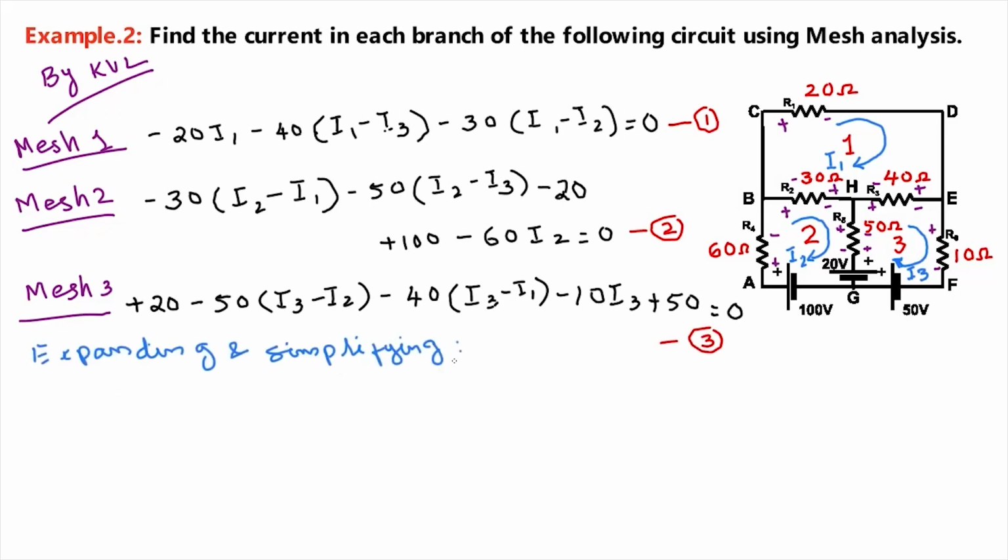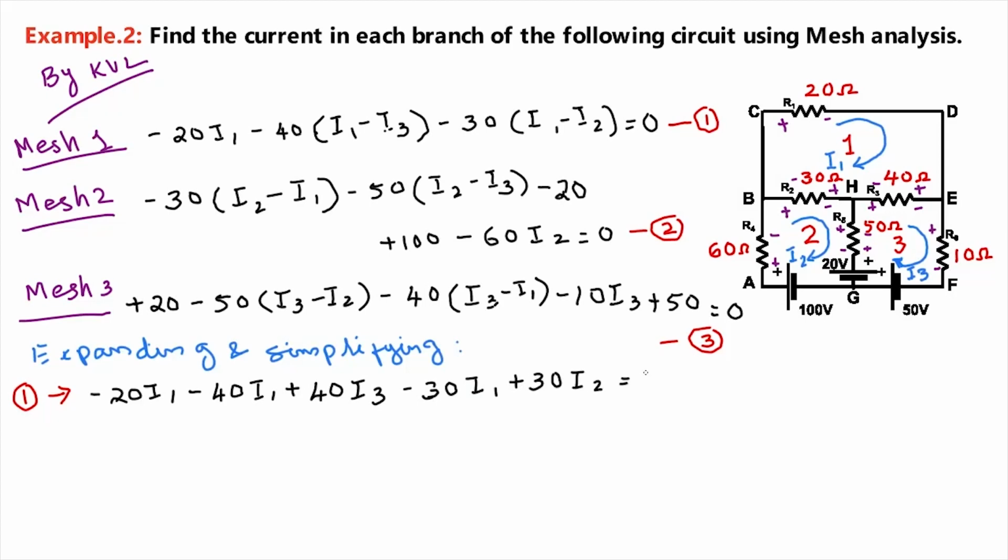Expanding and simplifying these equations, equation 1 becomes minus 20 I1 minus 40 I1 plus 40 I3 minus 30 I1 plus 30 I2 is equal to 0. This minus 20 I1, minus 40 I1 and minus 30 I1 can be added and written as minus 90 I1. Then plus 30 I2 plus 40 I3 is equal to 0. Let this be equation number 4.